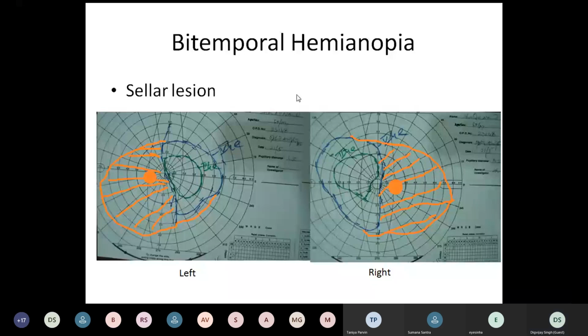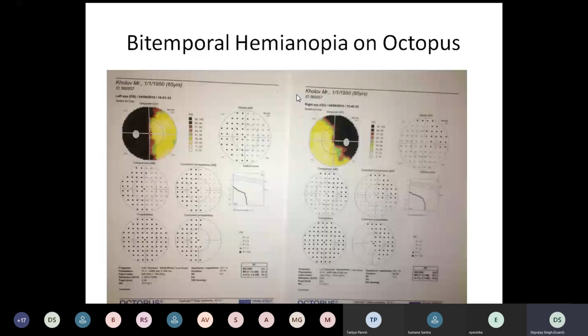The same bitemporal hemianopia on the Octopus perimeter would look something like this. You can see here on the grayscale plots that the area with the blind spot in it, this blind spot is only representative. This is not the true blind spot. This is just to mark that. So you can see that on the left, the left eye field is dark, that is half of the field, and on the right side. See here though, the fields are not exactly congruent, and you can see that the right side is a little less than a complete bitemporal hemianopia. And this again is a chiasmal region.